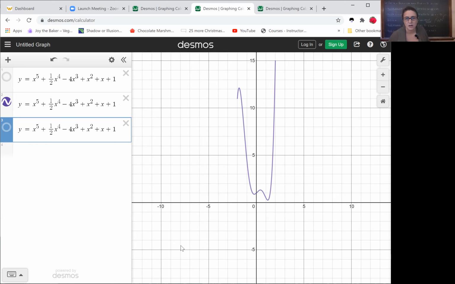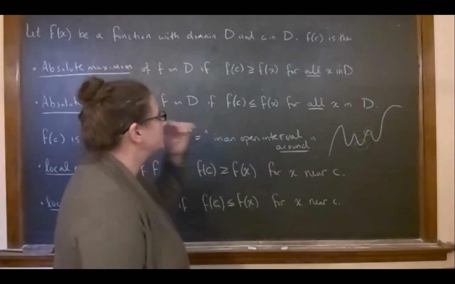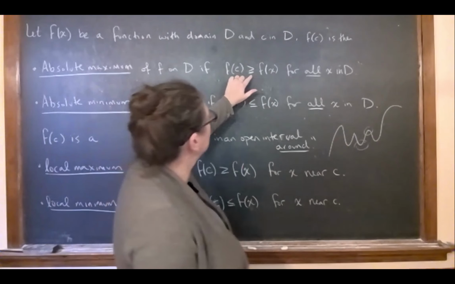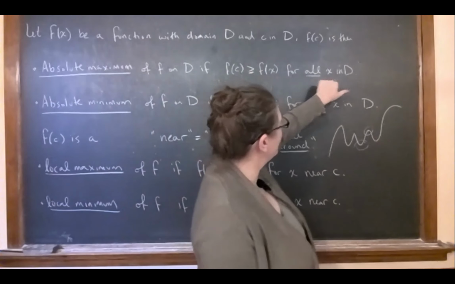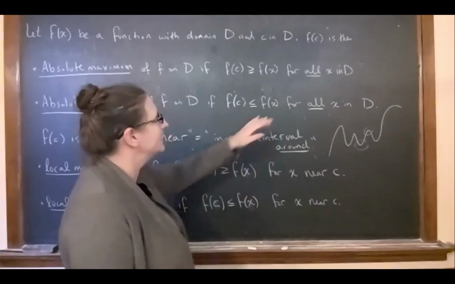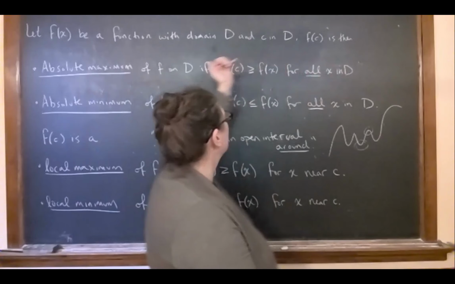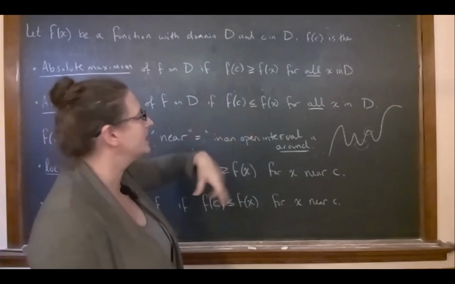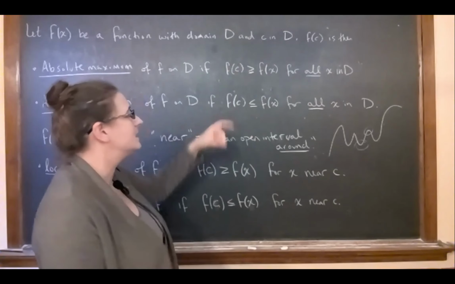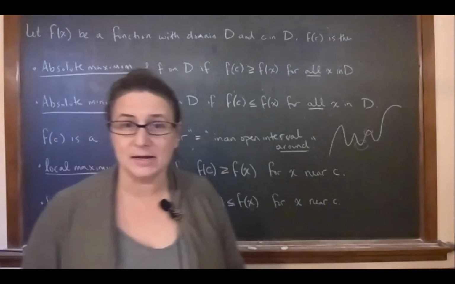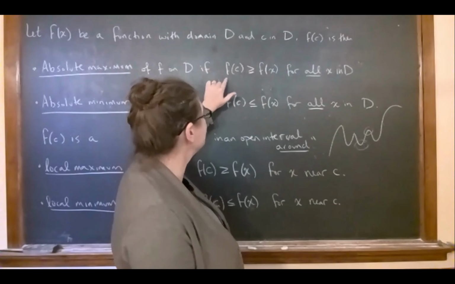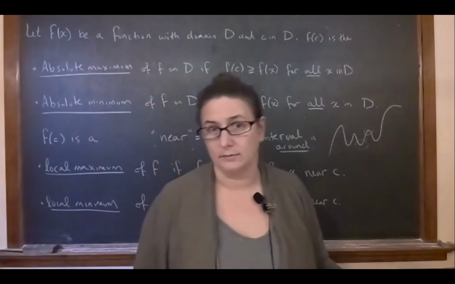Let me stop share. All right, so let's look at the definition. It says f of c is greater than or equal to f of x for all x in D. Because it's for all x, there's only going to be one value at most that's going to work, and the same thing for the absolute min. Now, it might happen at many points, so c might not be unique, but for the value of f of c, there has to be at most one.